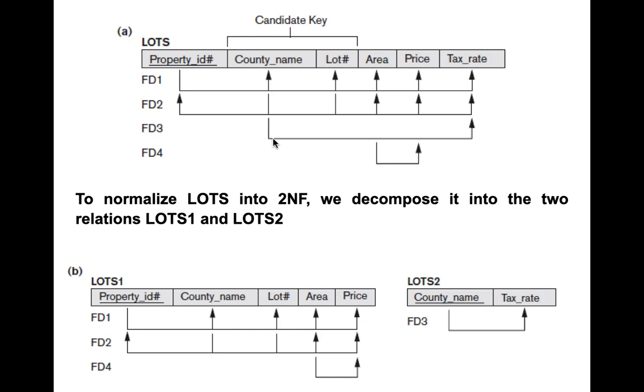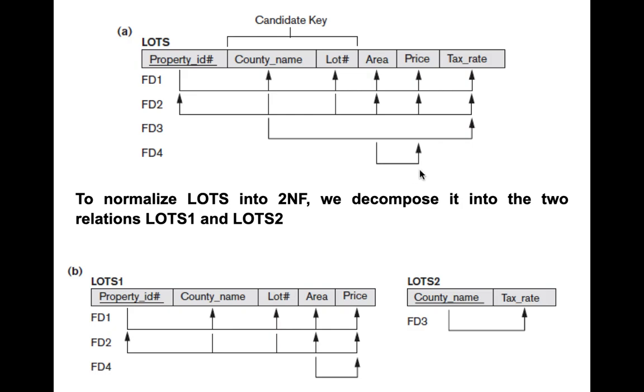But since it depends only on county name, and county name and lot together form the candidate key, the tax rate depends only on county name, so it's a partial dependency. Now you might be confused: partial dependency is considered not only on the primary key but also on the candidate key. In this case, tax rate depends partially on this candidate key because it depends on only one of the attributes of the candidate key. So county name gives tax rate violates 2NF and we should remove that.